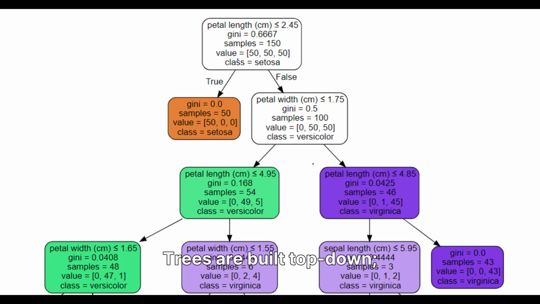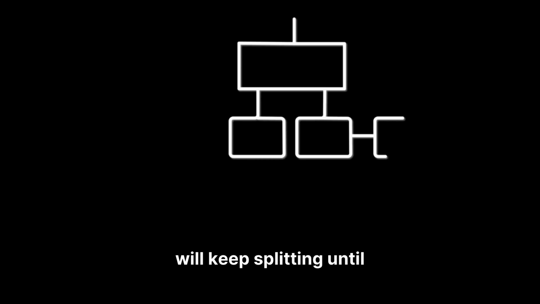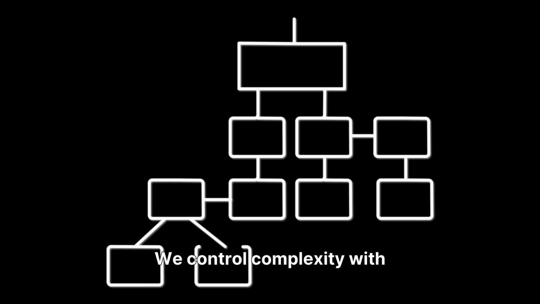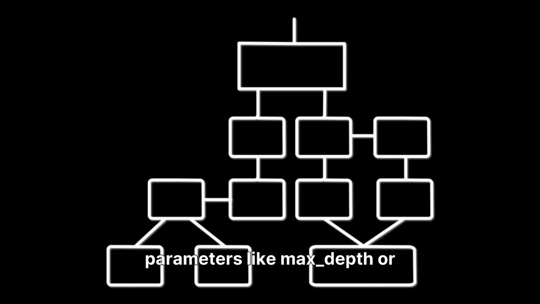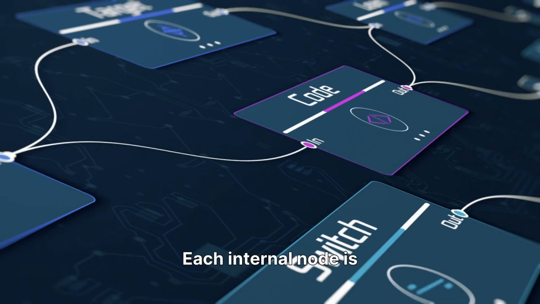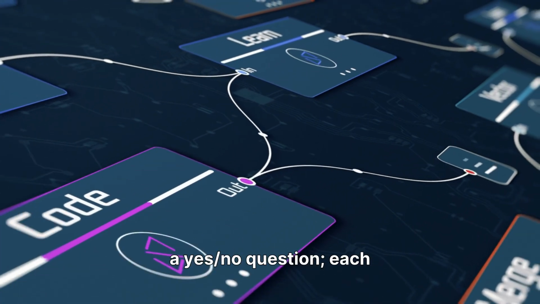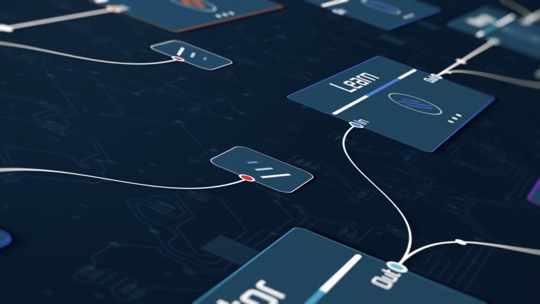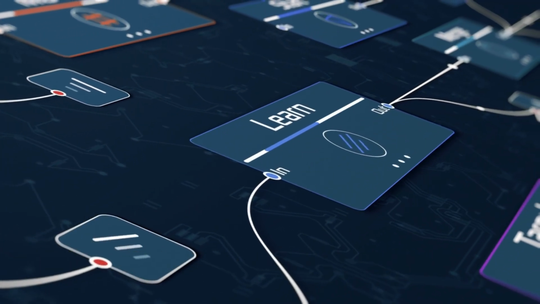Trees are built top-down. At each node, the algorithm tries every candidate split and chooses the one that most reduces impurity. Without limits, a tree will keep splitting until each leaf is pure, often overfitting. We control complexity with parameters like max_depth or via post-pruning. Each internal node is a yes/no question. Each path from root to leaf is a rule, offering transparency for regulated domains.